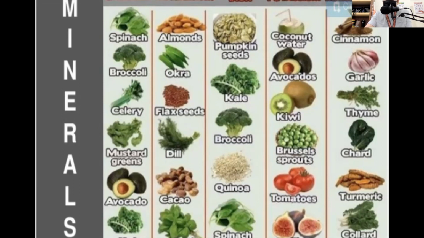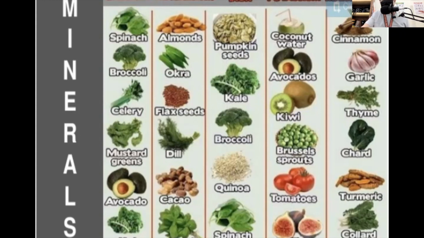Rich in iron: pumpkin seed, kale, broccoli, quinoa, rice, and spinach. Potassium, I think it's banana. Banana should be here. Banana is very rich in potassium. Manganese, yes. So these are the example foods that are rich in minerals.